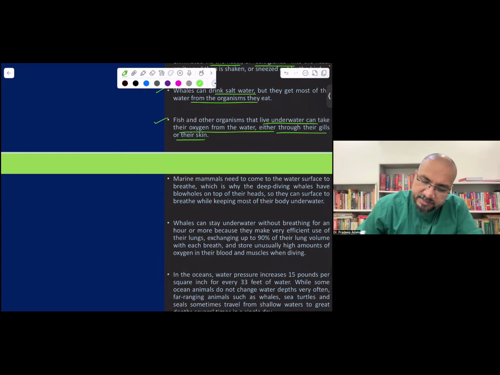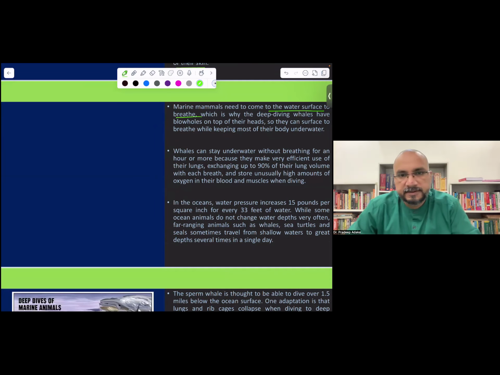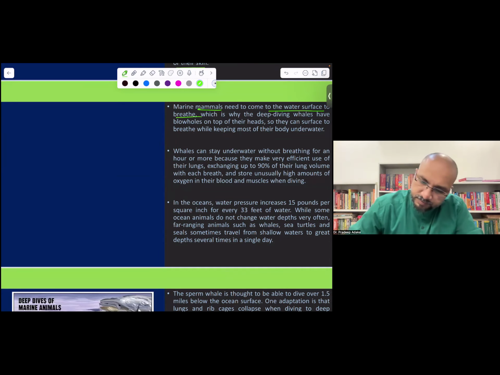So marine animals, they need to come to the water surface to breathe. Mammals basically. So in case of dolphins, in case of your whale, these are mammals. They need to breathe. They have lungs, so they have to come to the surface after some time. They will inhale and they will again dive deep. They will come back again for exhaling and taking in more oxygen. So which is why deep diving whales, they have blowholes.